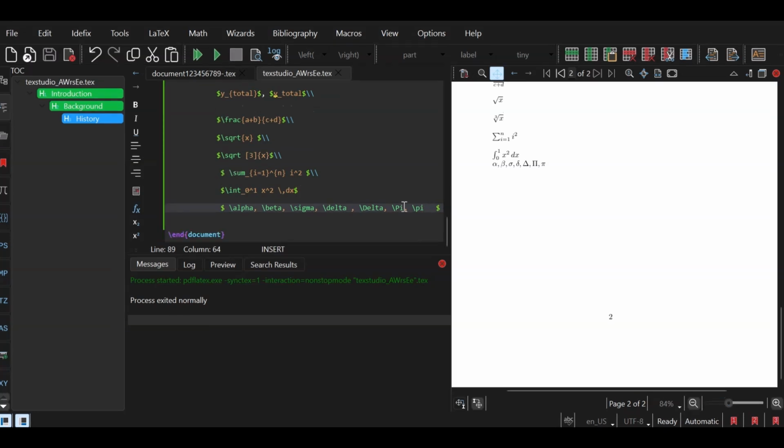If you write a capital or a small letter after the backslash, it has a different meaning.